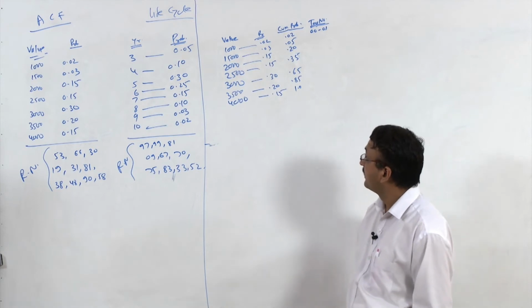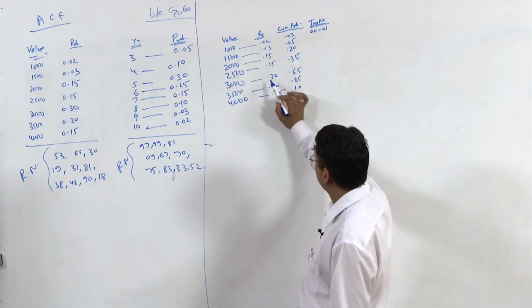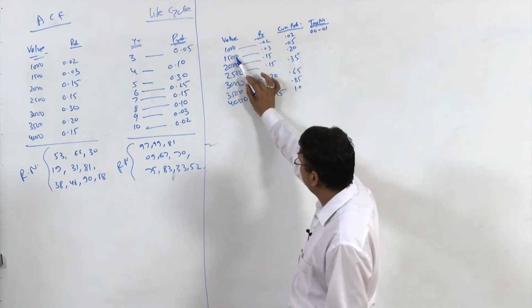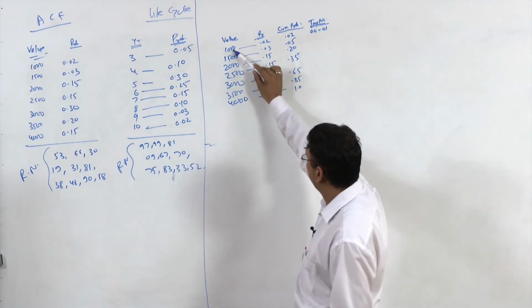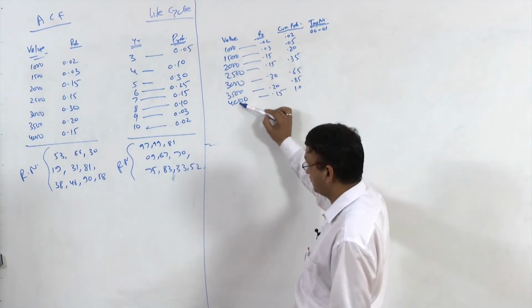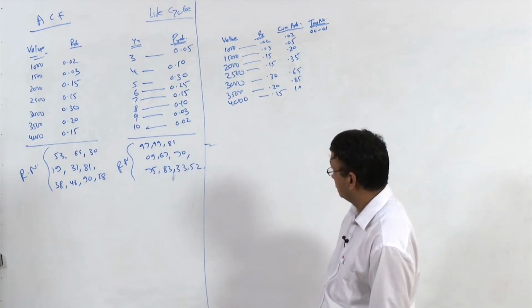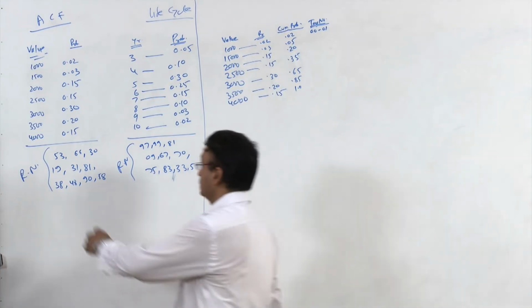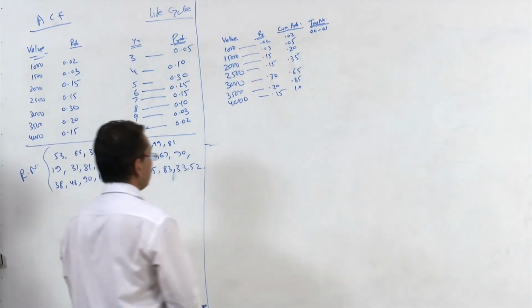Similarly, so 1000, 1500, 2000, I hope we have not missed any value. 1, 2, 3, 4, 5, 6, 7. No, I think we have missed. Did we miss any value? 1, 2, 3, 4, 5, 6, 7. Yeah, we didn't miss, right? Okay.